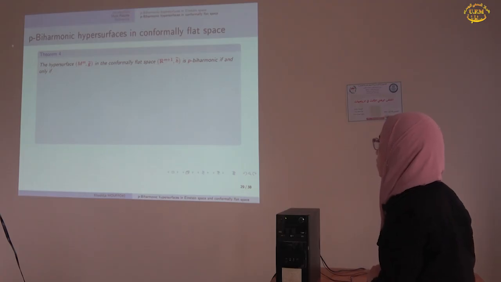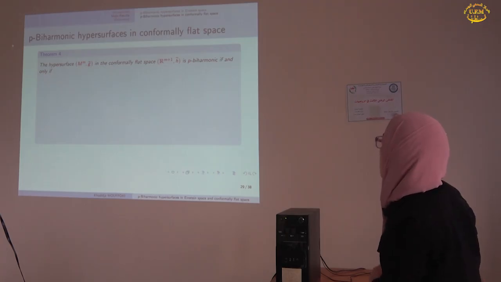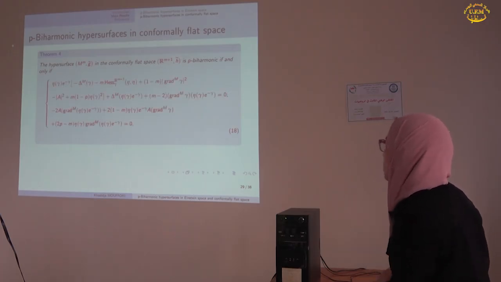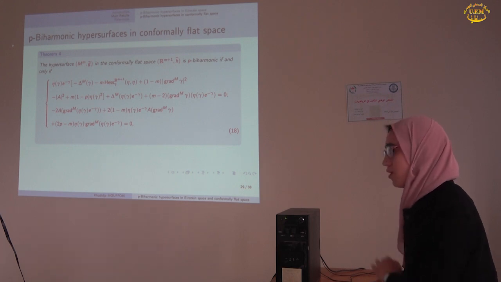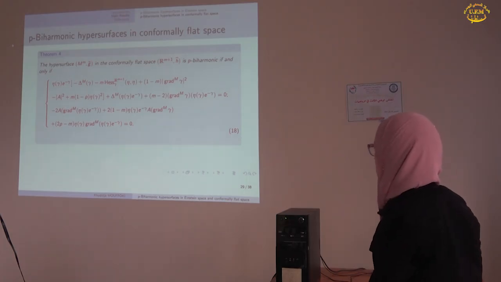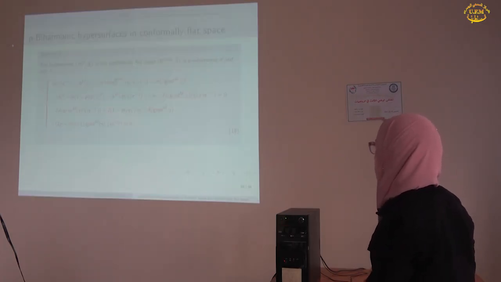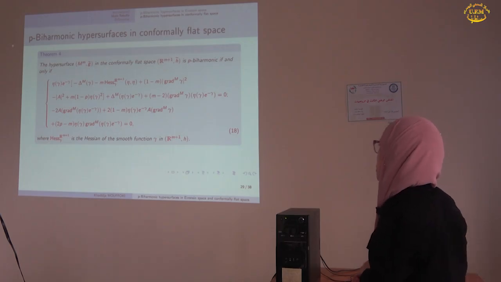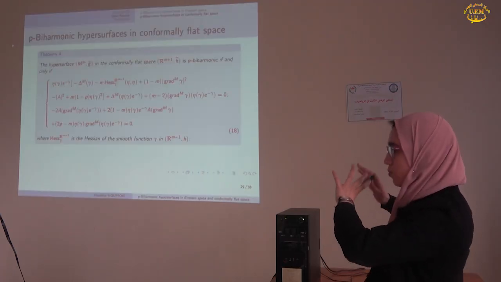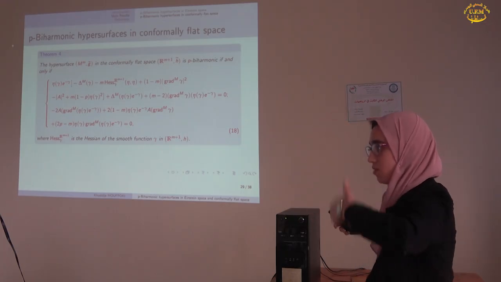Theorem 4: the hypersurface immersed in conformally flat space (R^(n+1), h-tilde) is P-Biharmonic if and only if gamma solves the system, where h-tilde equals exponential of 2 gamma times h, and where Laplacian is the Laplacian of the smooth function gamma in R^(n+1). Here we deform the metric and compute the system.